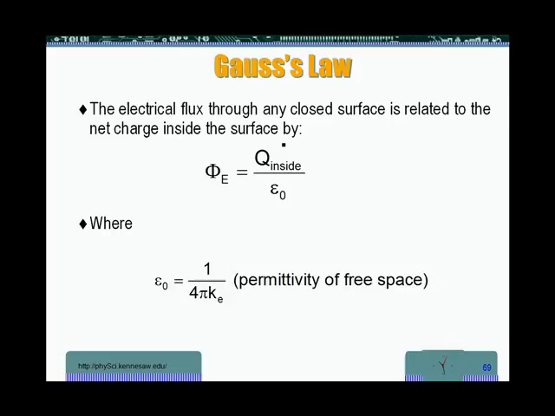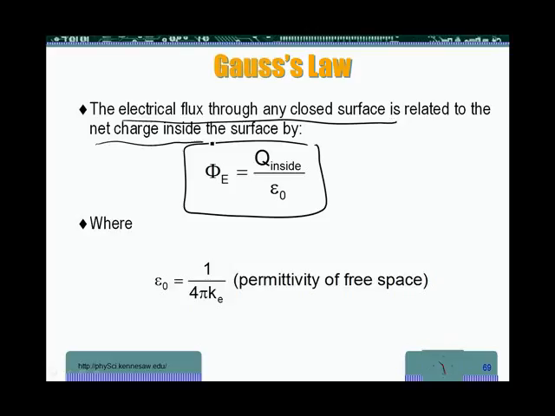Now, what's the use of electrical flux? It's this law here, what we call Gauss's law. There are ways to prove it. We are not going to get into that. But what Gauss's law says is the electrical flux through any closed surface is related to the net charge inside the surface by this expression, Q inside over epsilon 0. The flux is Q inside that surface over epsilon 0. We'll see examples to try to explain that.